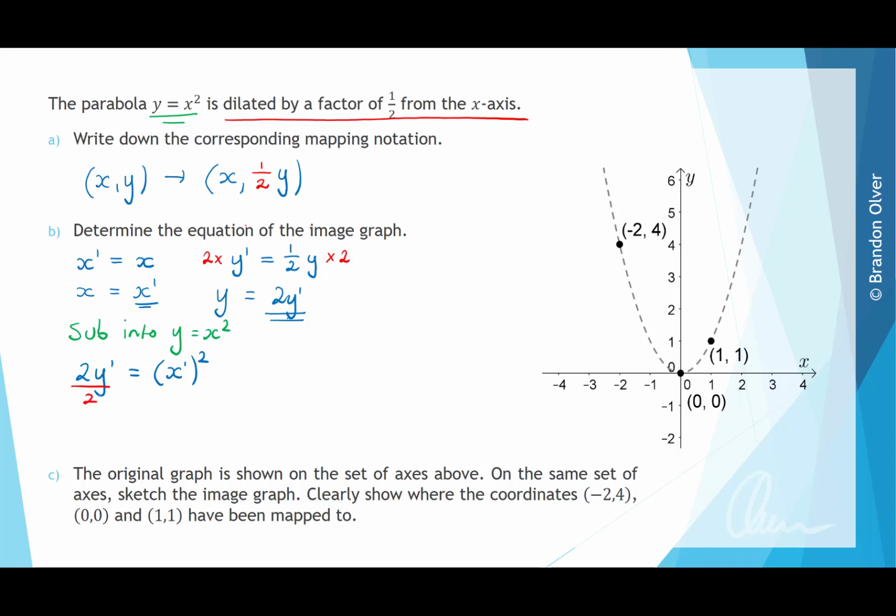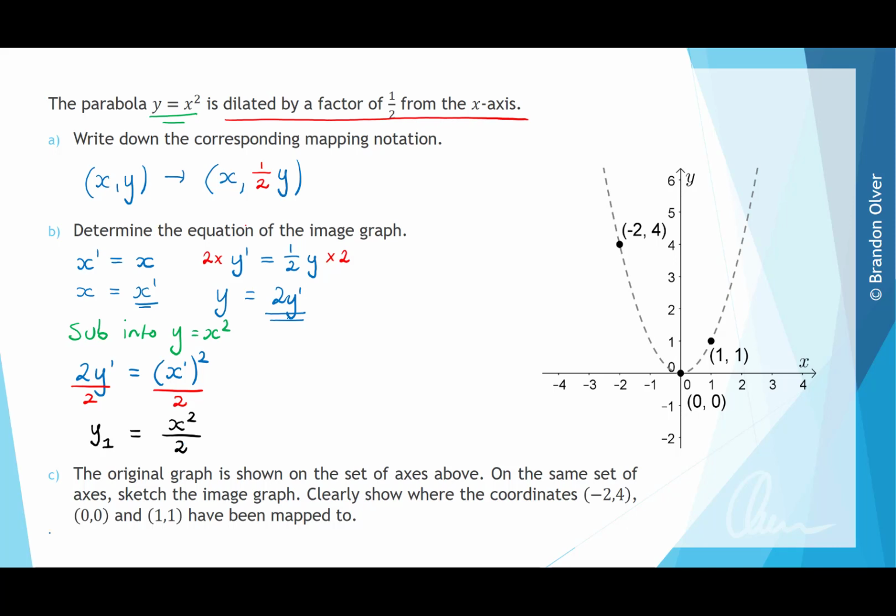And then if I divide both sides of this equation by 2, we'll solve for y, which is the convention for when we express an equation. And we can say that y, the new graph, or the image graph, is equal to x squared on 2. And at this stage, we can leave the dashes out of our equation.